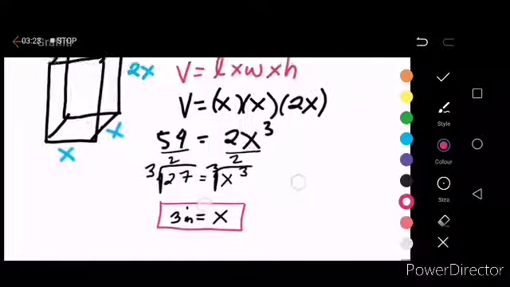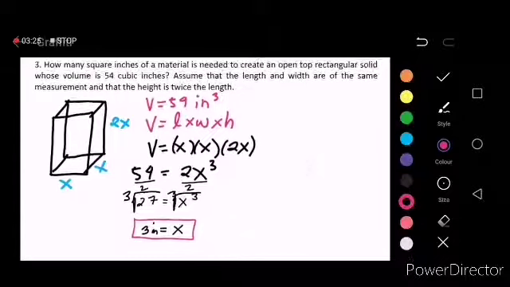Ayan. Meron na tayo ng value ng x. Tandaan nyo, length ang x, di ba? So, ibig sabihin, hindi cubic inches ang ilalagay nyong unit, kundi inch lang. Okay? Now, how do we solve for the surface area now?